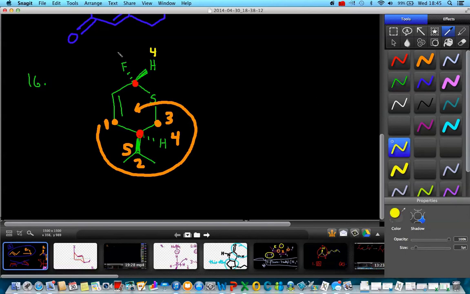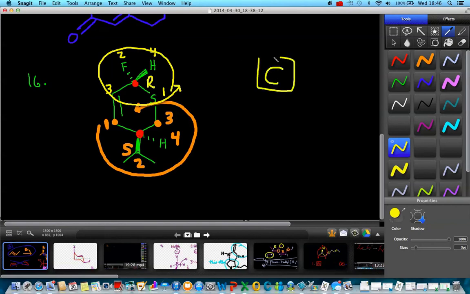Fluorine's 2, sulfur is 1, this carbon is 3. You would say 1 to 2 to 3 is S, but the hydrogen's coming out, so it must be R. So 3S, 6R, that is answer choice C. So for number 16, the best answer is C.